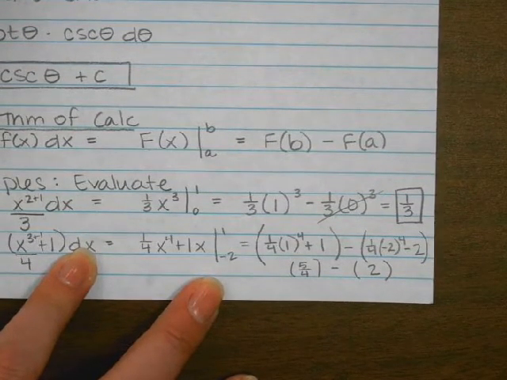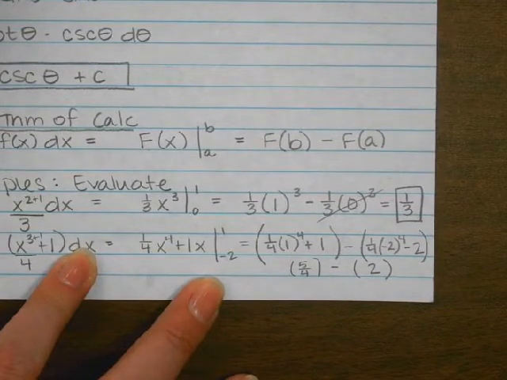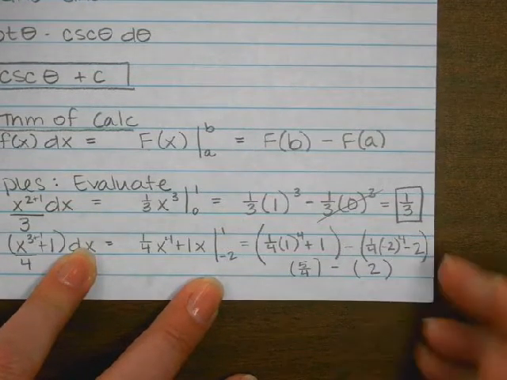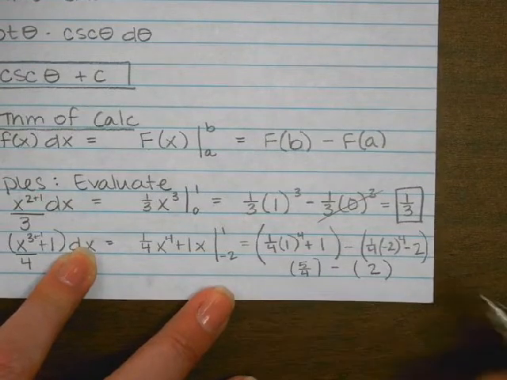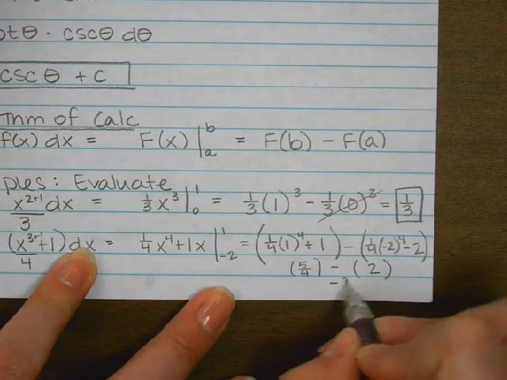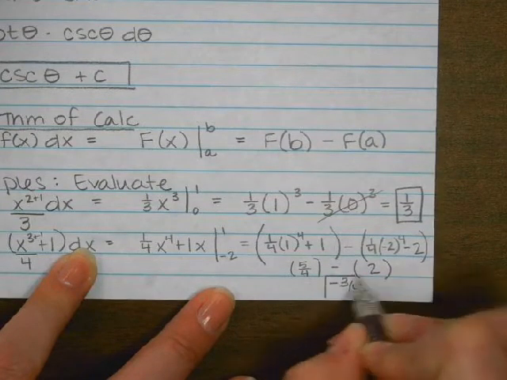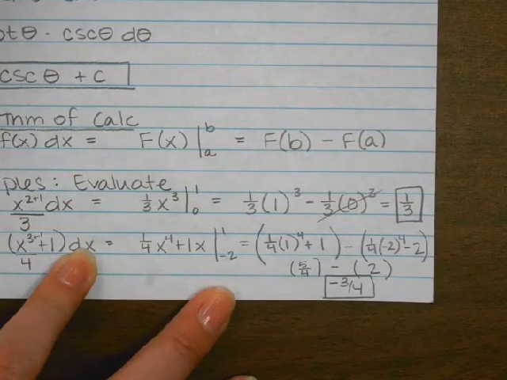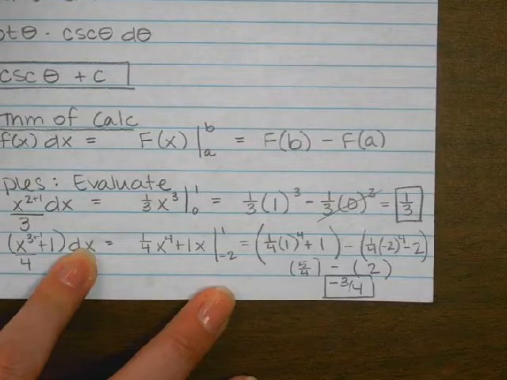And yes, this is a fair question without a calculator. You should be able to do this by hand or in your head. You can multiply some stuff on paper if you need to. So 1 and 1/4 minus 2 is -3/4. And so that's the area underneath that curve.